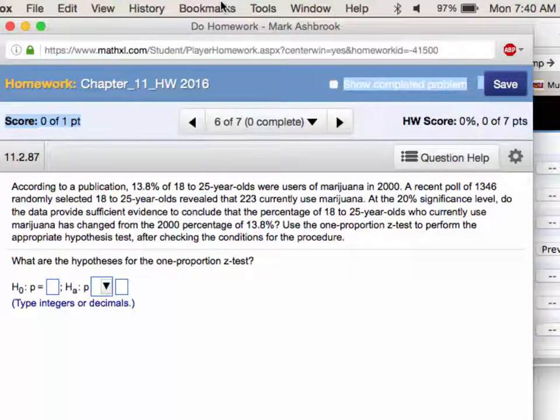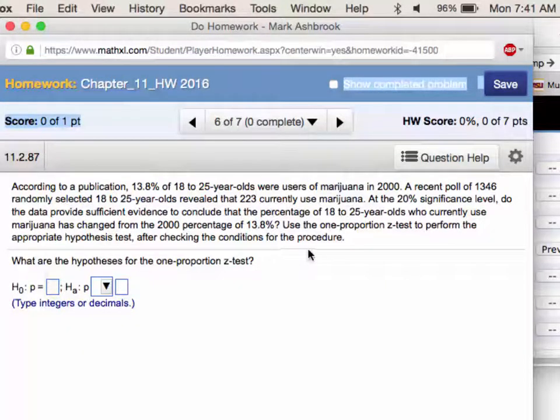Okay, according to a publication, 13.8% of 18 to 25-year-olds were users of marijuana in 2000. A recent poll of 1346 selected 18 to 25-year-olds revealed that 223 currently use marijuana. At the 20% significance level, do the data provide sufficient evidence to conclude the percentage who use marijuana has changed from the 2000 percentage? Use the 1 proportion Z test to perform the appropriate hypothesis test after checking the conditions for the procedure. Okay, so we have what we're expecting for the proportion and what we sampled for the proportion.